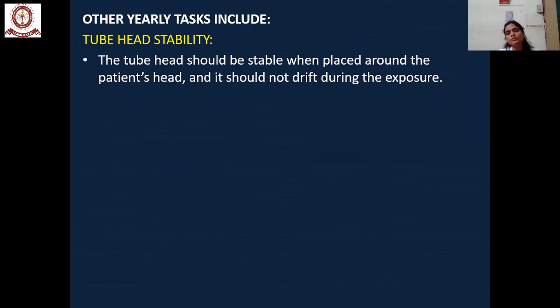Other yearly tasks include tube head stability, which is one of the major factors, because the tube head should be very stable when placed around the patient's head, and it should not drift during the exposure. So we should be very cautious about all these daily, weekly, monthly and yearly tasks. All these four kinds of tasks will help in getting proper quality images. So these are the quality assurance steps we are considering before starting the day of your radiology posting.